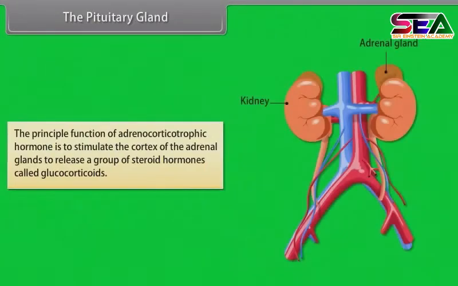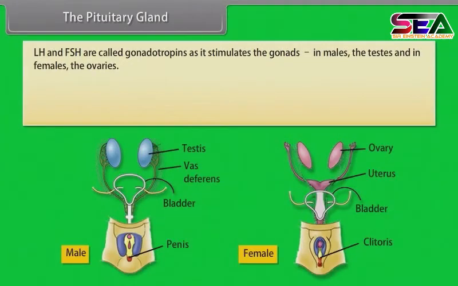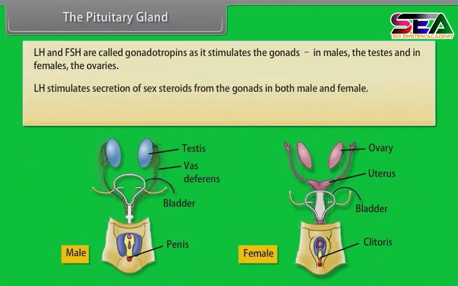The principal function of adrenocorticotrophic hormone is to stimulate the cortex of the adrenal glands to release a group of steroid hormones called glucocorticoids. LH and FSH are called gonadotropins as they stimulate the gonads, in males the testis and in females the ovaries. LH stimulates secretion of sex steroids from the gonads in both male and female.